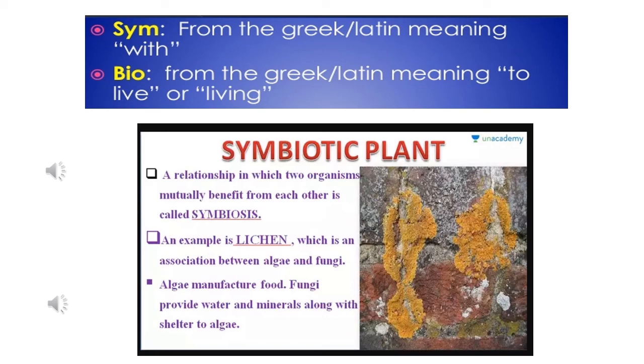One such example is the example of a lichen, which is an association between algae and fungi. Algae manufactures food and fungi provides water and minerals along with shelter to algae. So here both of them are benefiting from each other and they are growing together. So this is known as a symbiotic mode of nutrition.